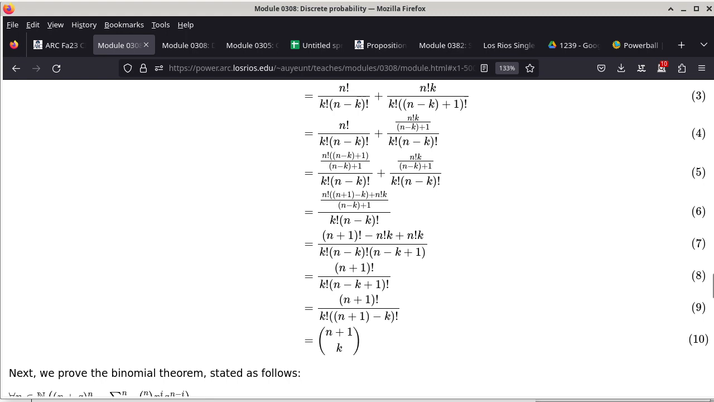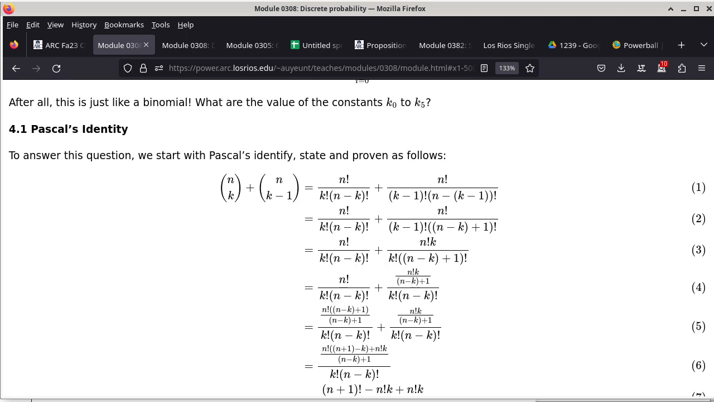But this format is also the same as n plus 1 choose k, because n plus 1 choose k is n plus 1 factorial divided by n plus 1 minus k factorial, which is this thing here, also divided by k factorial, which is also over here. So this is called Pascal's identity.